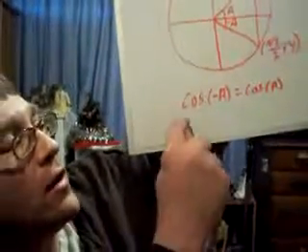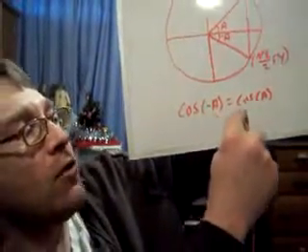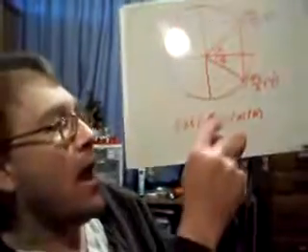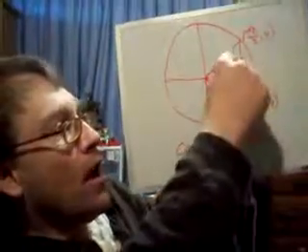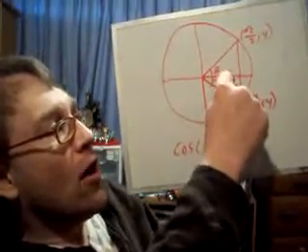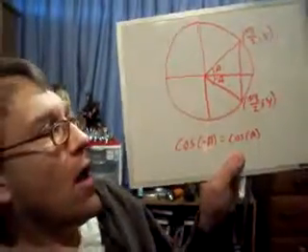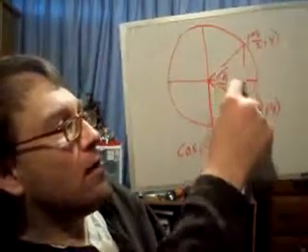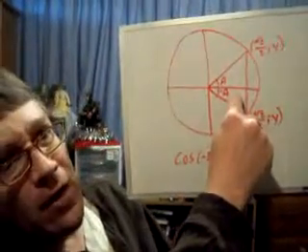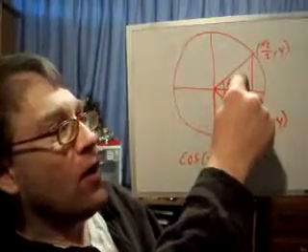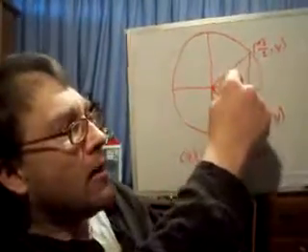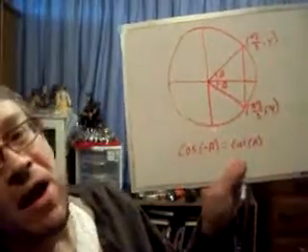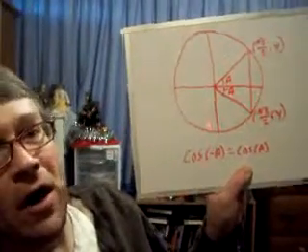What they're trying to do is to get you to establish that the cosine of negative A equals the cosine of A. Now, what is A? A is an angle. Here's angle A. Here's angle negative A. If A is 30 degrees, then negative A is going to be negative 30 degrees. If A is 45 degrees, then negative A is going to be negative 45 degrees. If A is 60 degrees, negative A is going to be negative 60 degrees, and so on and so forth.